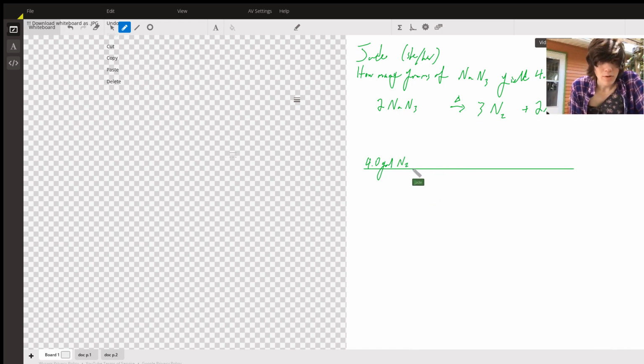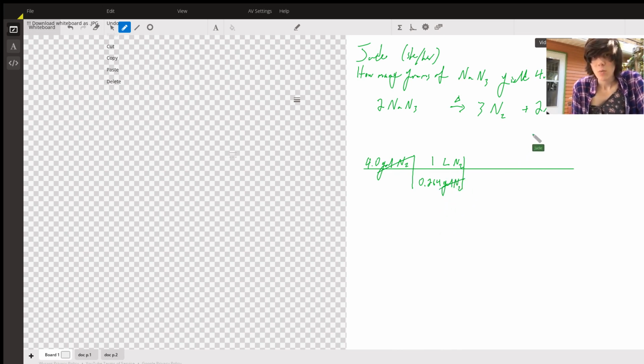What are we going to do there? Well, we could turn gallons directly into moles, but you're probably going to want to turn it into liters first. 1 liter is 0.264 gallons, it looks like. So 0.264 gallons gives us 1 liter, with gallons of N2 and liters of N2. Now we cross these out, so we're in liters of N2.